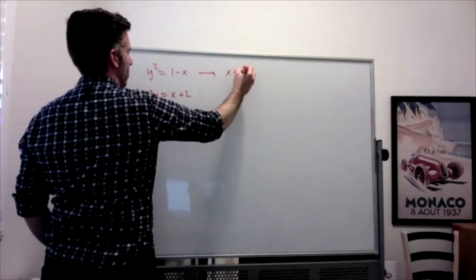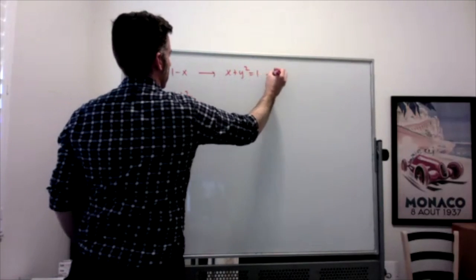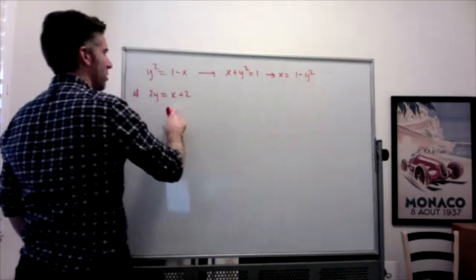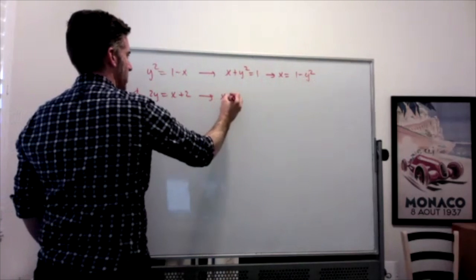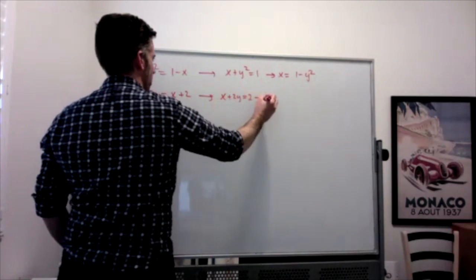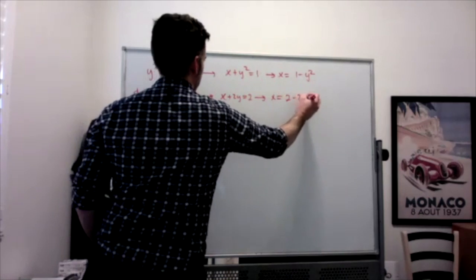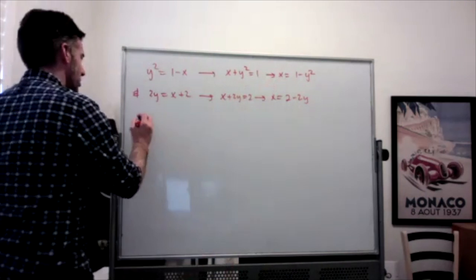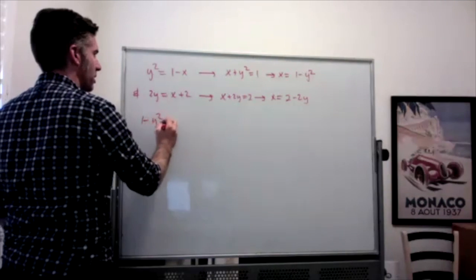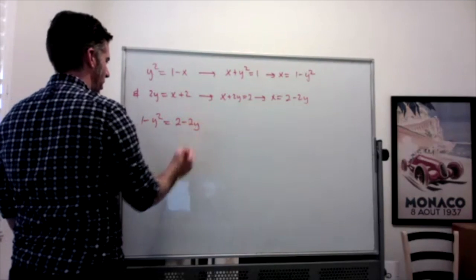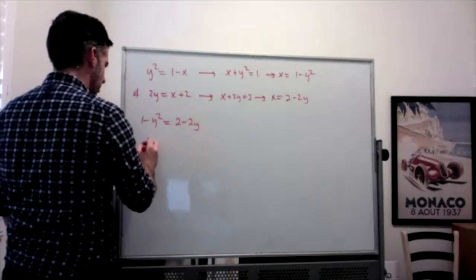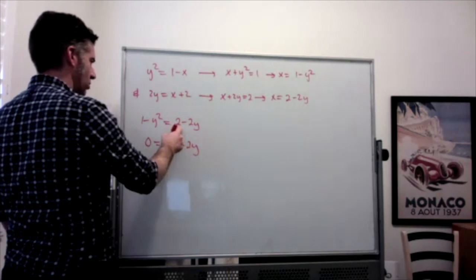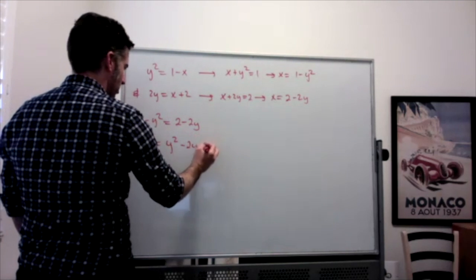So x plus y squared equals 1, x equals 1 minus y squared. And solving for x in the other, x plus 2y equals 2, x equals 2 minus 2y. Then I can set those equal to each other to find the points of intersection. So 1 minus y squared equals 2 minus 2y. Bring everything to the right. 0 equals y squared minus 2y, and then 2 minus 1 is 1.